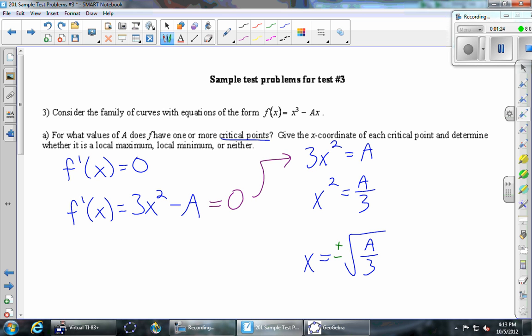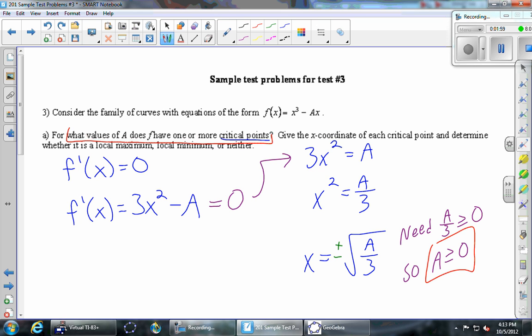But then we have to recognize that all the calculus that we're doing is in the real numbers. And so we're not allowed to have any kind of imaginary numbers popping out. And in this case, we have a square root. So there's the very real danger of having imaginary answers here. So in order for that square root to have only real values, we need to make sure a over 3 is at least equal to 0. So multiply both sides by 3, and we get a is bigger than or equal to 0. So for what values of a does f have one or more critical points? For all the a's bigger than or equal to 0.